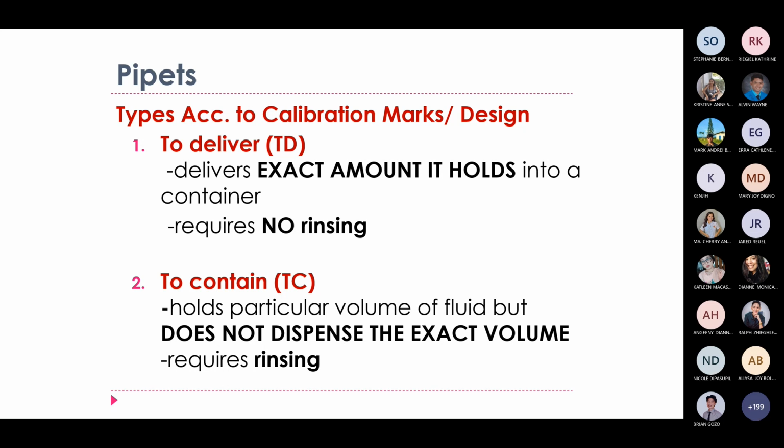According to calibration marks or design, we have two types. We have to deliver, which is TD, and to contain, TC. So it's very easy to remember, TD, TC. When it's TD, it delivers the exact amount that it holds into a container, and it requires no rinsing. Because once the exact amount is delivered, you no longer need to rinse it.